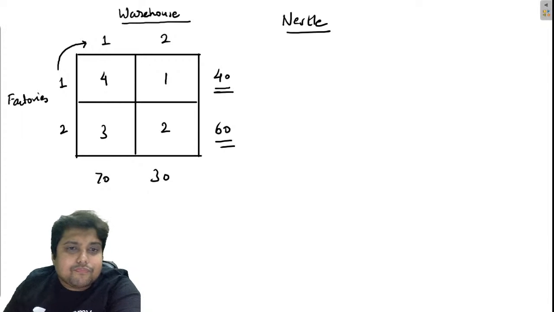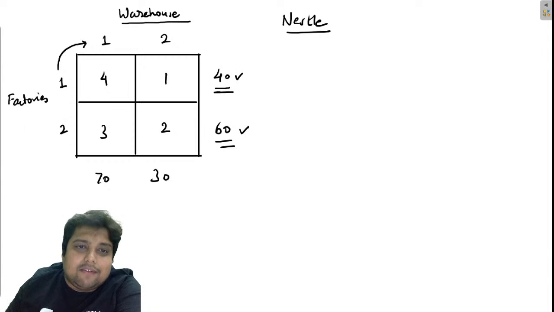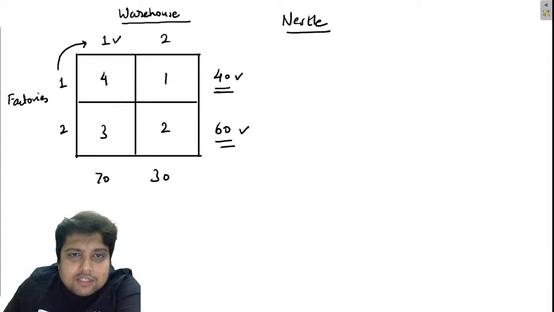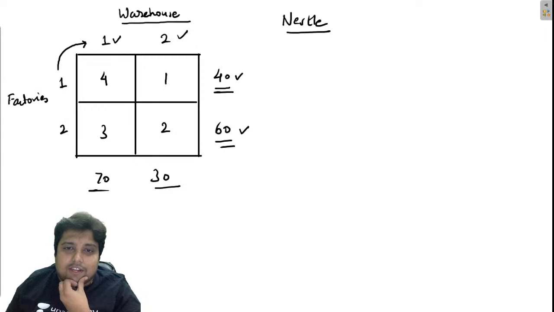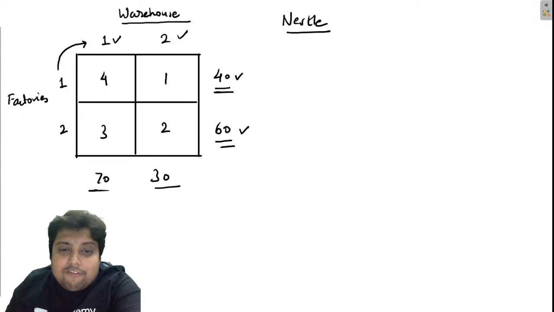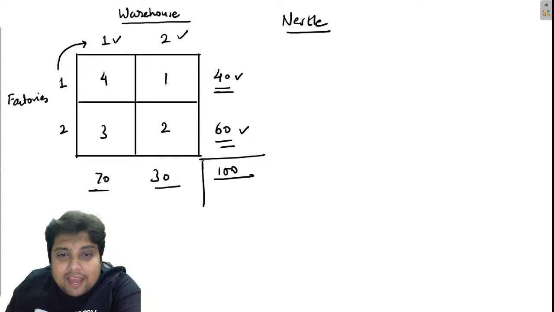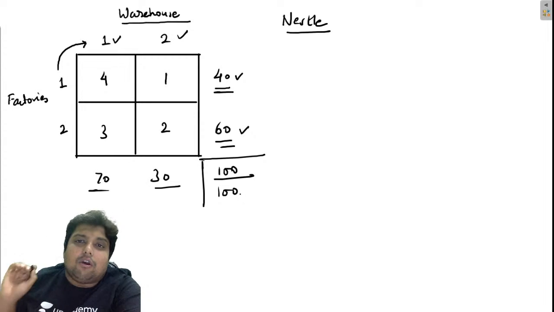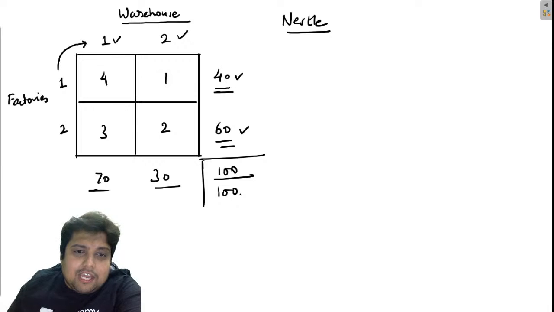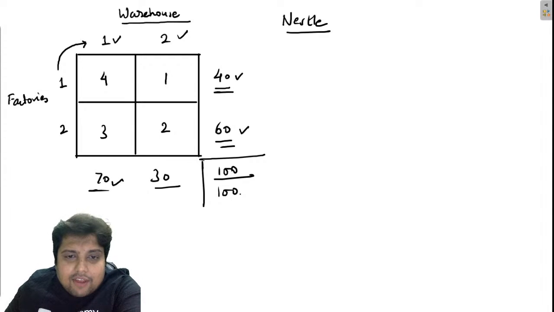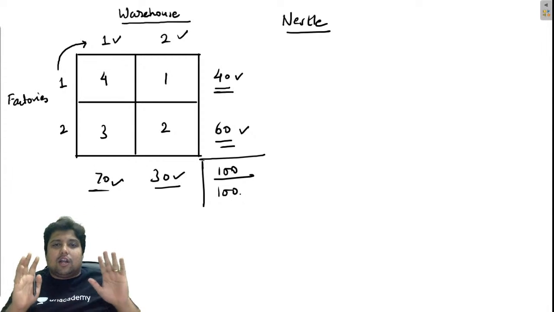Now these two factories have a capacity of 40 units and 60 units respectively, and there are two warehouses which have a capacity of 70 units and 30 units respectively. Nestle has made a provision that if they are producing 100 units, they have warehouses with a capacity of 100 units. Warehouse 1 can keep a maximum of 70 units and warehouse 2 can keep a maximum of 30 units.